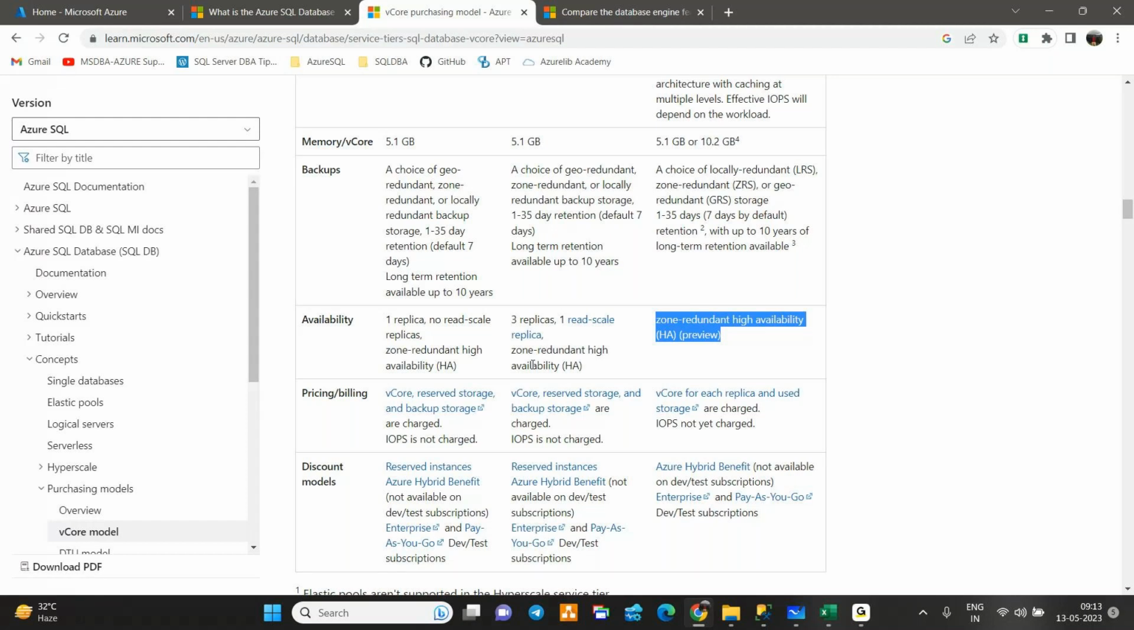Okay, thank you. Yes, there is a geo redundancy. Okay. Pricing and billing is per core, sir.